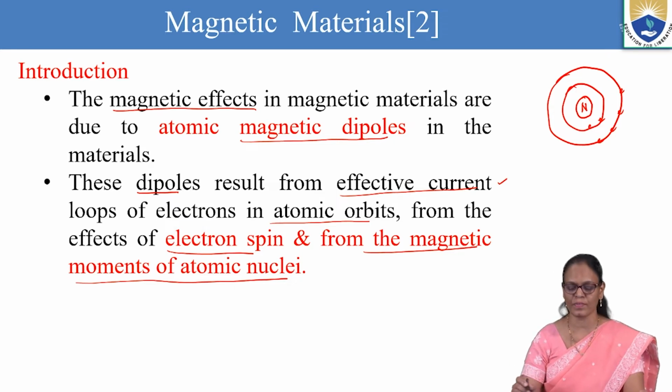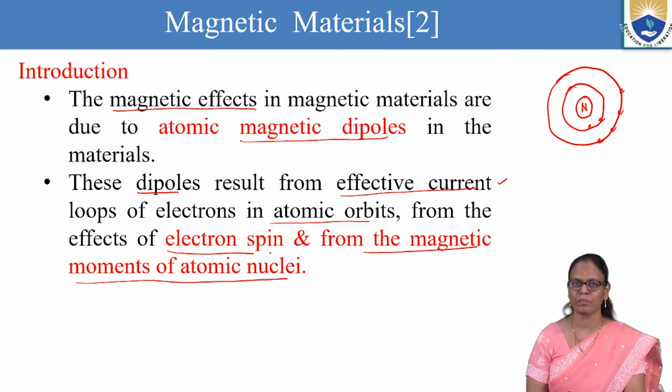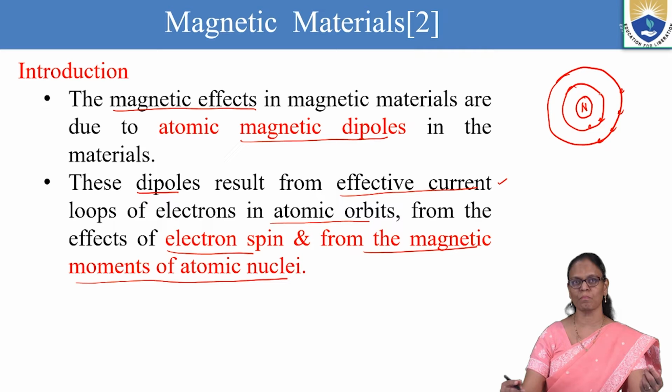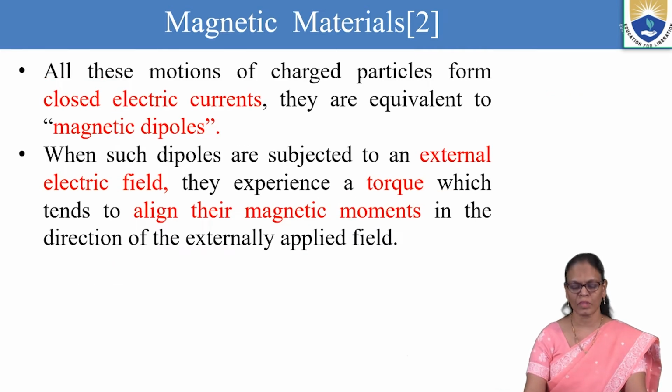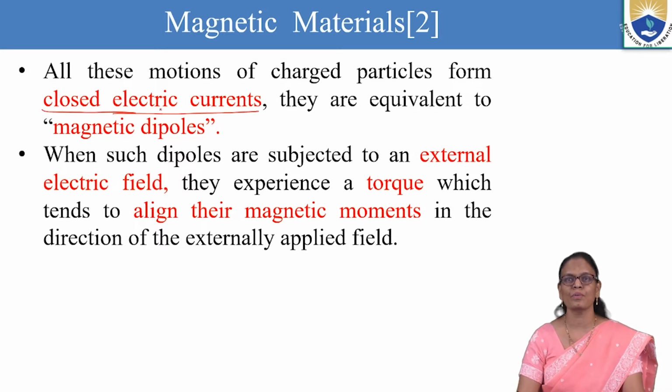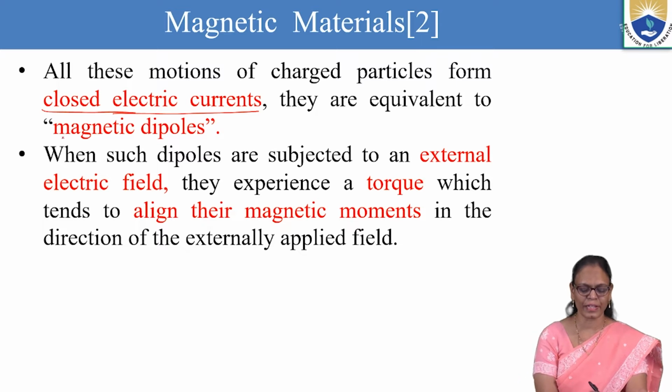That gives rise to electron spin, which contributes to the magnetic moment. And also there is the magnetic moment of atomic nuclei. In the nucleus, the protons and neutrons also contribute to the magnetic moment. Like that, we see the magnetic effects in magnetic materials. Now all these motions of charged particles form closed current loops and they are equivalent to magnetic dipoles.